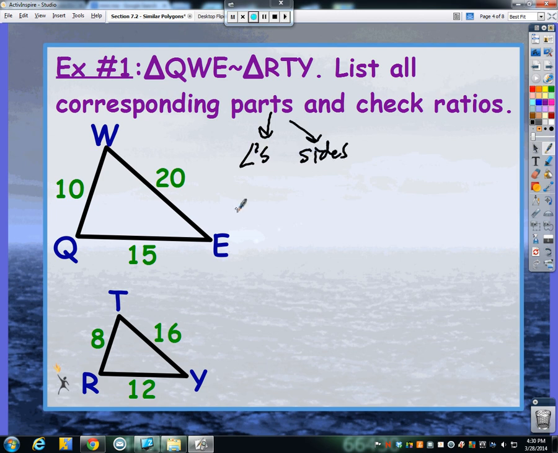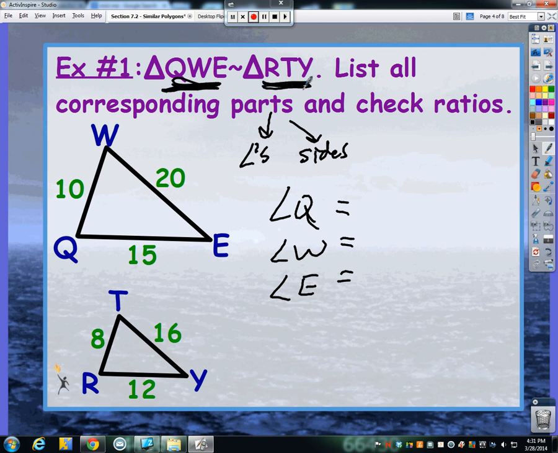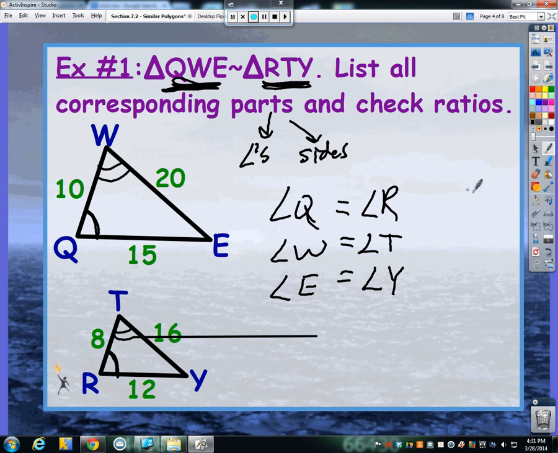The angles are going to be easy, right? This is where I would just write QWE, and I know that the angles must be congruent. So if I wrote QWE in that order, then I would just write the letters of the second triangle in the same order: R, T, Y. If I wanted to mark on these, I could. Angle Q, 1 arc mark. Angle R, 1 arc mark. Angle W, 2 arc marks. Angle T, 2 arc marks. Angle E, 3 arc marks.